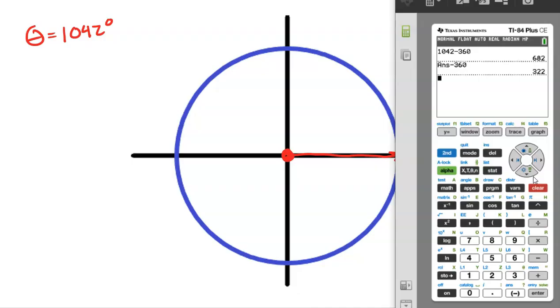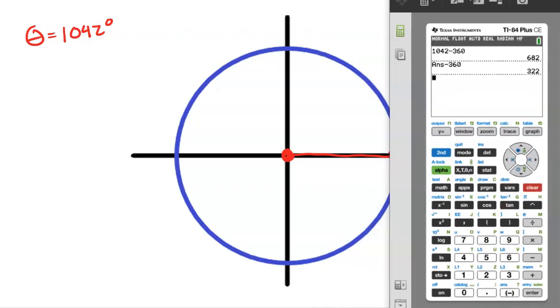The idea that I'm trying to show you here is that to get this angle, 1,042 degrees, I have to go around a full circle 2 times. That's 360 times 2, 720 degrees, and then I have to go around an additional 322 degrees to find that ending spot of 1,042.